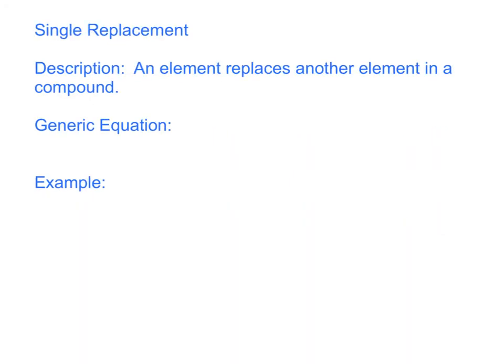So the next type of reaction is a single replacement. We have done these in the lab several times this year, and there have been demonstrations as well. So the description is an element replaces another element in a compound. So your general equation for this one would be A plus BC yields AC plus B. It's just a swap.